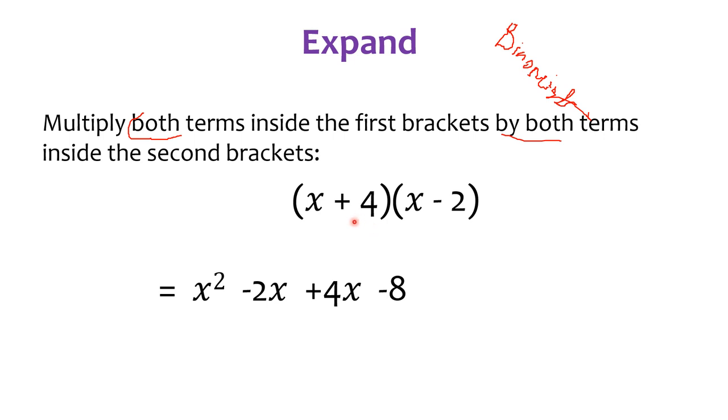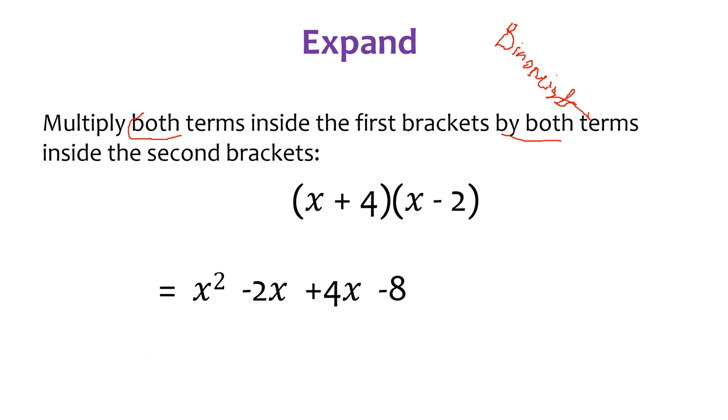And a 4 multiplied by a negative 2 will be a negative 8. That is why you have x squared minus 2x plus 4x minus 8. But if you look at the minus 2x and the 4x, these are members of the same family. We call them like terms.